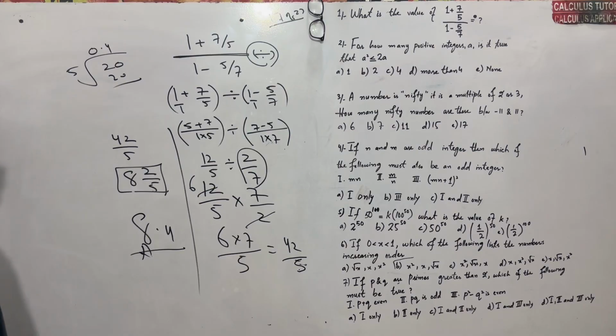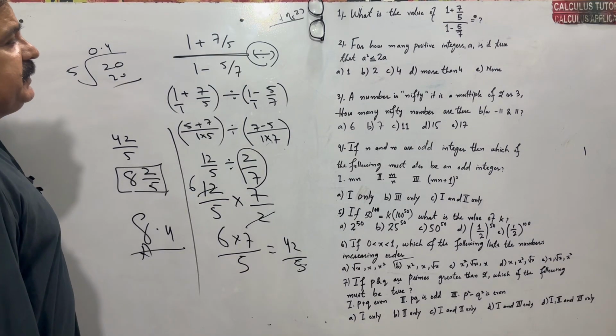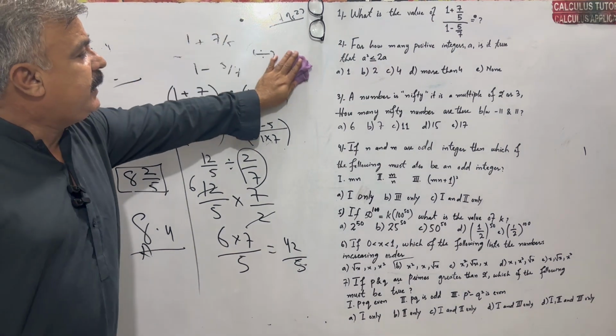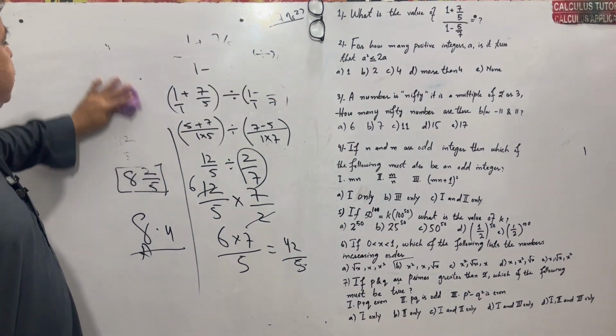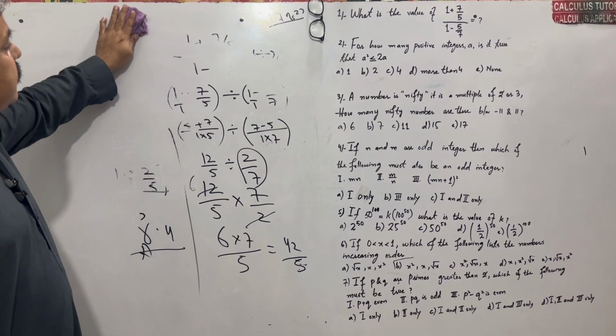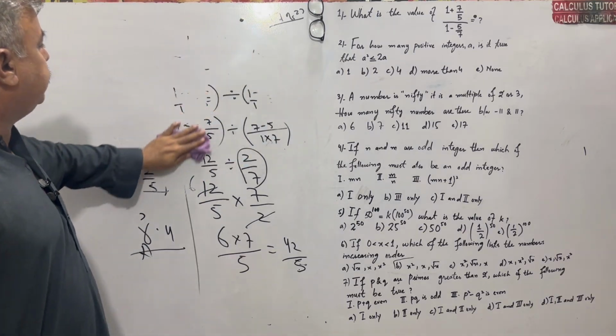Okay, moving towards question number 2. Elegant question. For how many positive integers a is it true that a square is less than or equal to 2a?